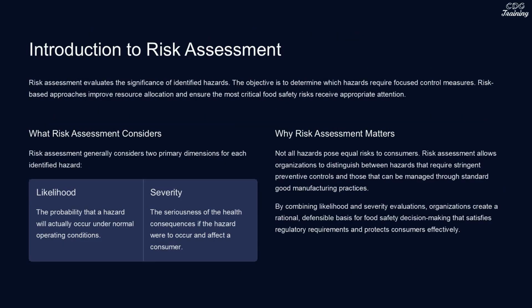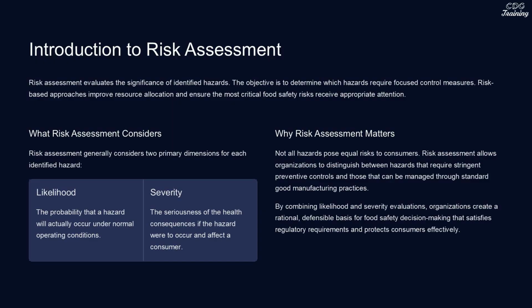Risk assessment evaluates the significance of identified hazards. The objective is to determine which hazards require focused control measures. Risk-based approaches improve resource allocation and ensure the most critical food safety risks receive appropriate attention.